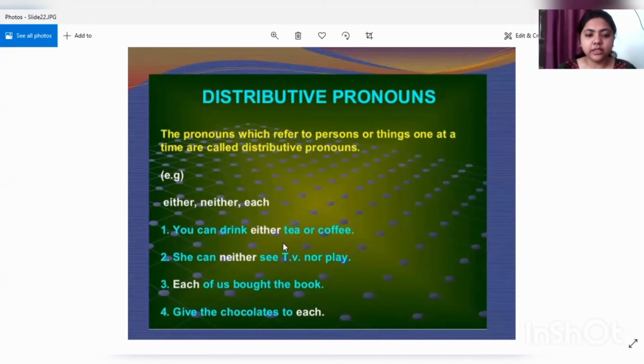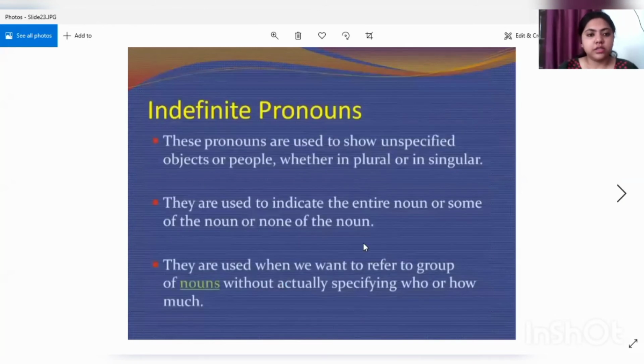In these sentences, nowhere has a helping verb been used, but just keep this in mind: whenever we use a distributive pronoun, if a helping verb has to be inserted in that sentence, then it will always be a singular verb. That is, was, has, right? So this is the name.